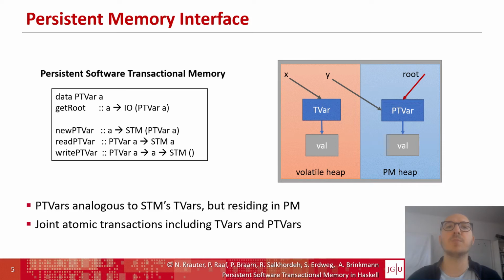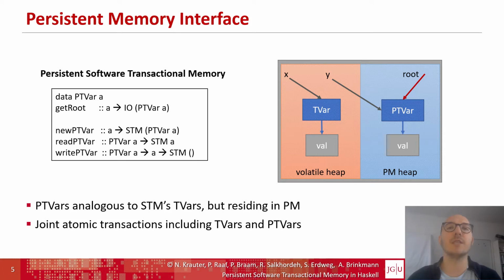We introduce PTVARs as a direct persistent counterpart to those volatile TVARs. In our system, which we call PSTM, PTVARs can be created and modified with the functions newPTVAR, writePTVAR, and readPTVAR. For those of you that are familiar with the original STM interface, they strongly resemble the operations offered for TVARs. Additionally, we use a persistent programming concept called the persistent root that allows you to gain access to the persistent memory structures across runs.